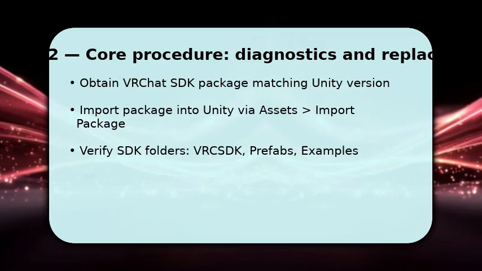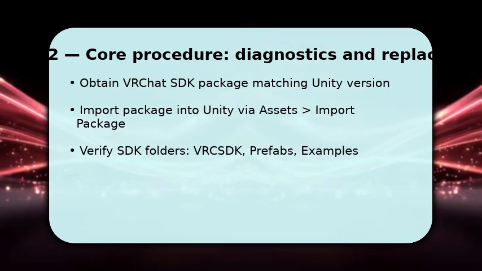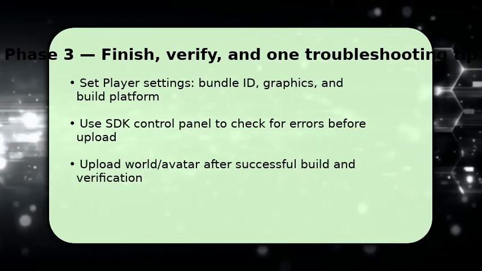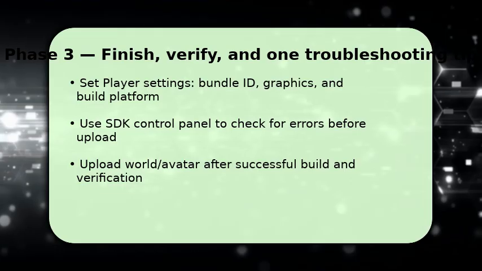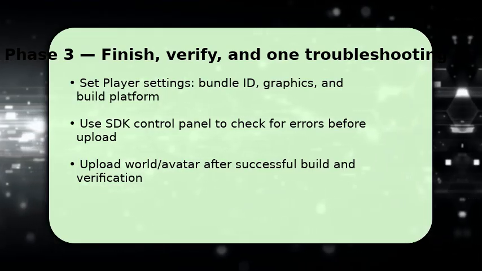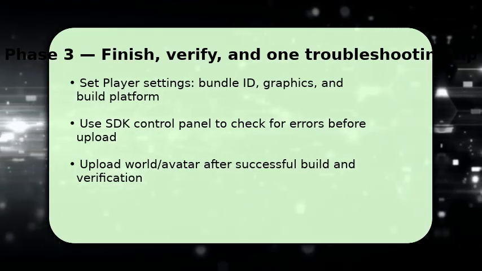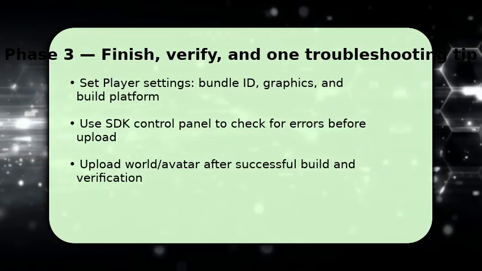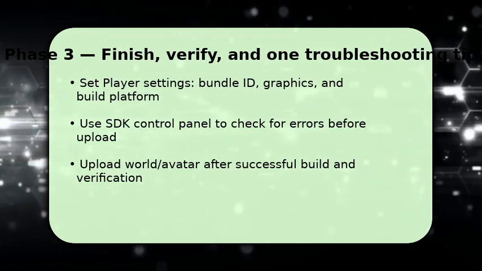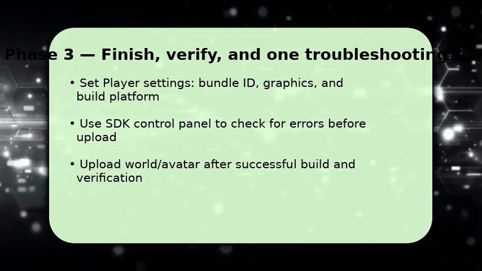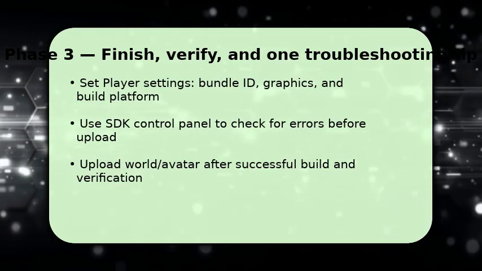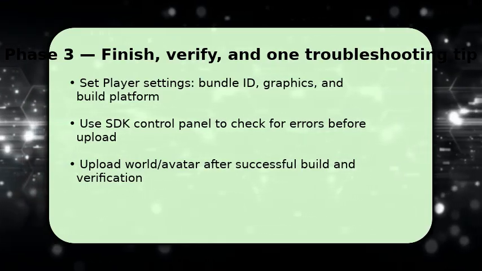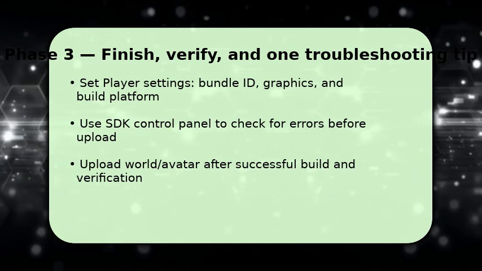Finally, configure player settings, bundle identifier, target graphics, and the correct build platform so your avatar or world compiles cleanly. Use the VRChat SDK control panel to run validation checks, fix any missing components or script errors that show up, and then build the asset. Once the build completes without errors, use the SDK panel to upload to your VRChat account. If upload fails, restart Unity, re-import the SDK, and recheck player settings. Most issues stem from mismatched Unity versions.